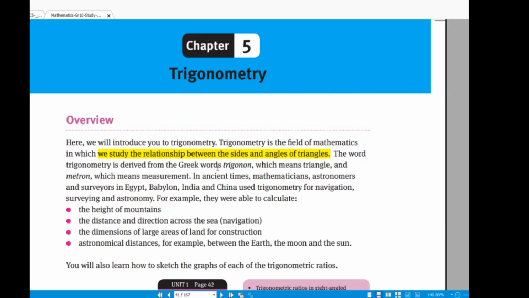As they said here, the word trigonometry is derived from the Greek word trigonom, which means triangle, and metron, which means measurement. We are measuring the sides and angles of triangles. And trigonometry has applications in real life, as they have also explained here.